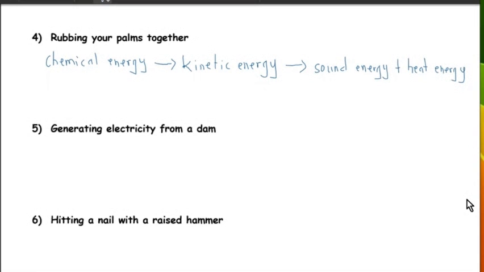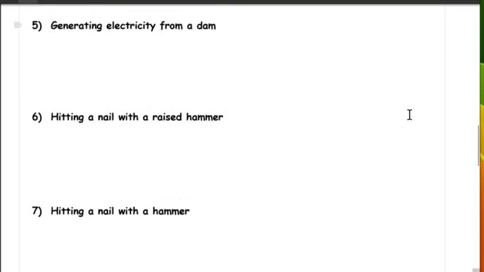Okay, so that is the energy transformation that takes place when you are rubbing your palms together. Now, generating electricity from a dam. If you remember how we described the process by which electricity is produced from a dam, the water is stored in the dam, that is, it is blocked.